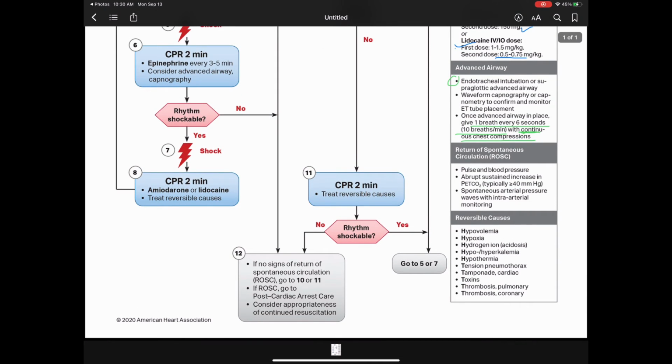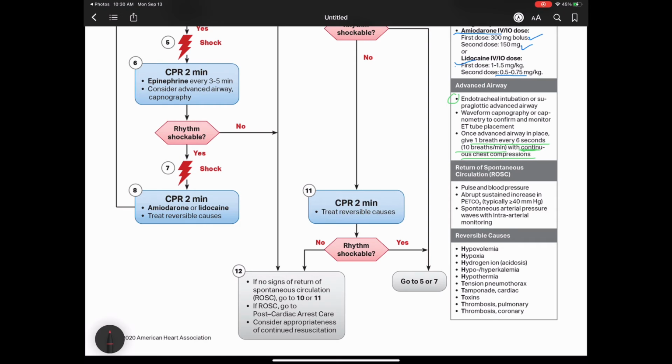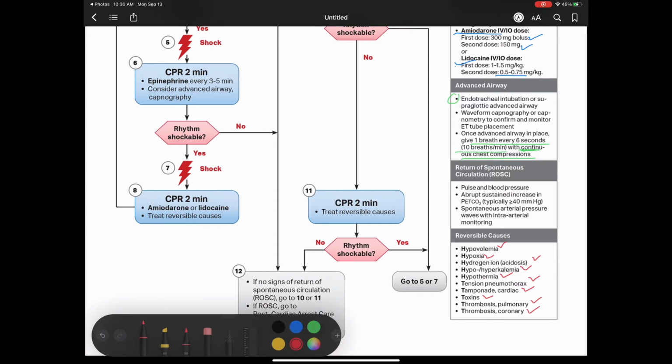Very important to know what are the reversible causes, which are very important to treat in CPR in step 8, which is hypovolemia, hypoxia, hydrogen ion, which means acidosis, hypo or hyperkalemia, hypothermia, tension pneumothorax, cardiac tamponade, toxins like in uremia, pulmonary thrombosis, coronary thrombosis. Let's review each one by one.